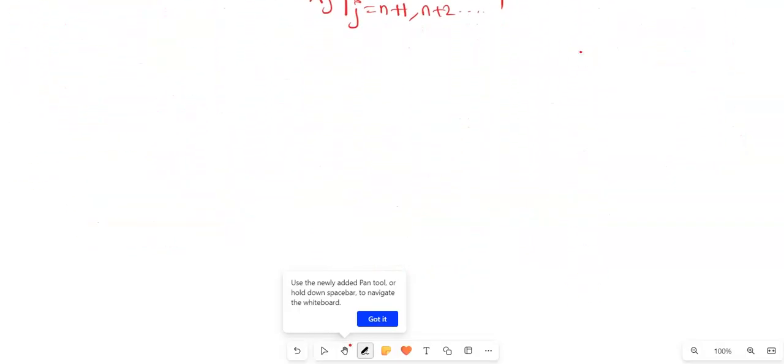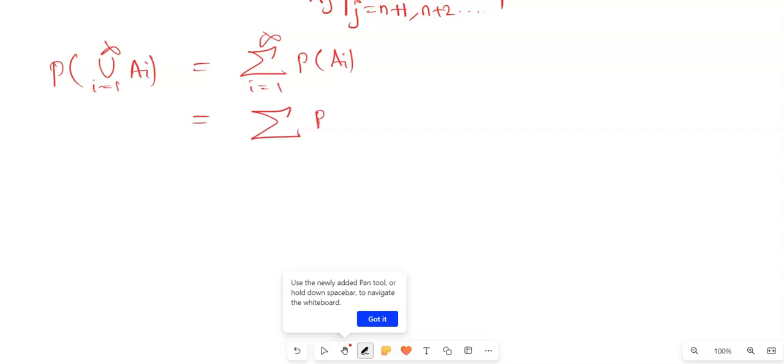So using axiom 3, we can write the probability of union of all the Ai's as the summation of P of Ai, i is equal to 1 to infinity. This summation can be broken down as a finite sum and an infinite sum: i is equal to 1 to n, which is finite, then from i ranging from n plus 1 till infinity, we can write P of Ai.